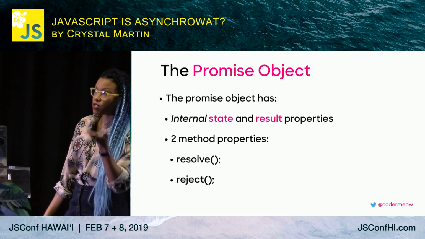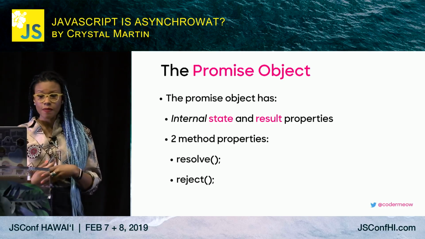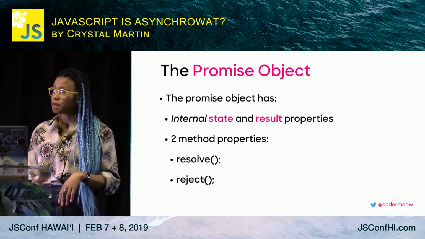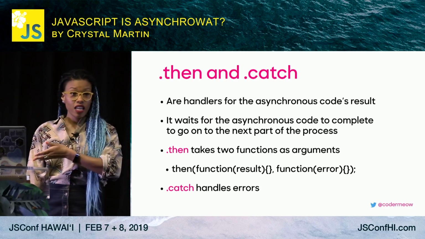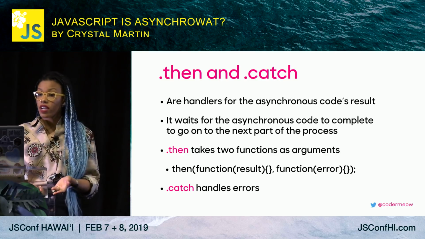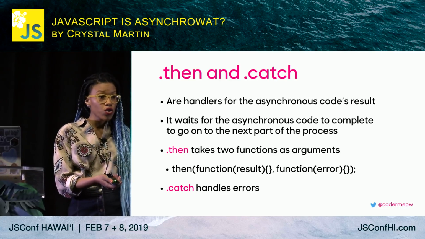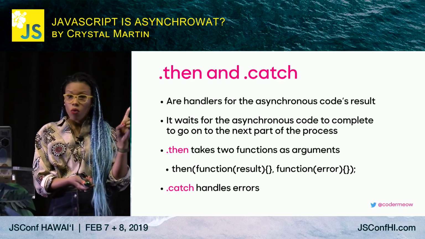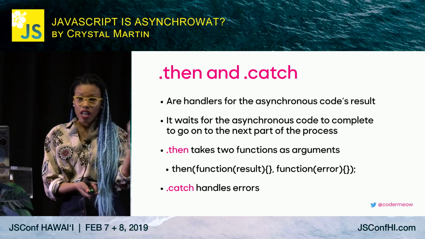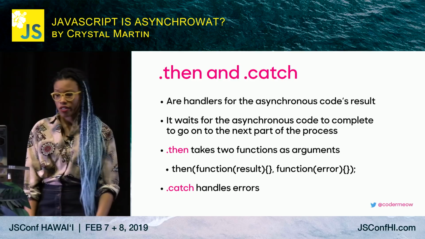And then I have a promise object here, and this has two internal state and result properties and two method properties, resolve and reject, which we'll call and talk about in a minute. And then I have .then and .catch, which are handlers for the asynchronous code's result. So it waits for asynchronous code to complete to then go on to the next process. And .then takes two methods as arguments. The first function is what happens when everything goes well, and the other one is what gets called when it doesn't go well. And .catch handles errors.